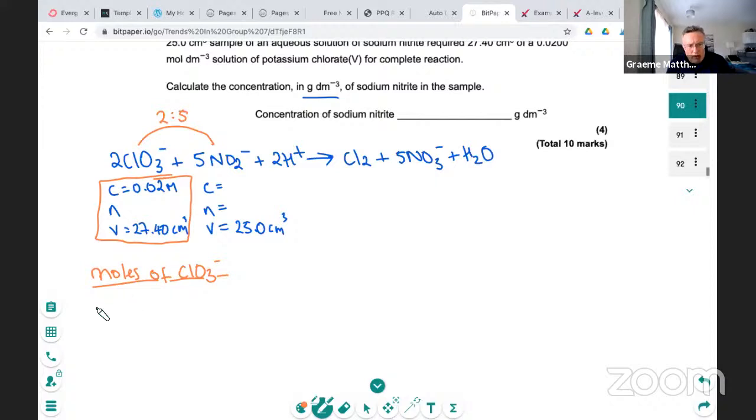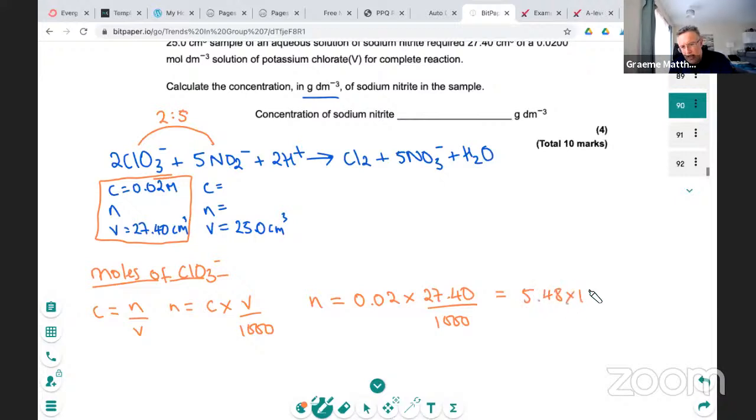I need moles of this. You know the concentration is moles over volume, and so moles is going to be concentration times volume over 1,000. So moles is 0.02 times 27.40, over 1,000, because I have to convert back into decimeters cubed. That gives 5.48 times 10 to the minus 4 moles of ClO3 minus.